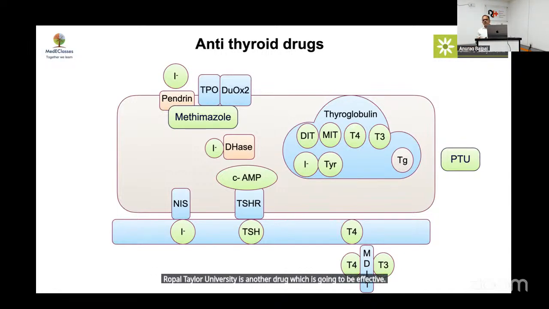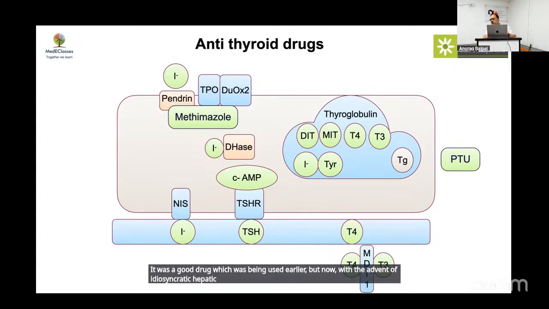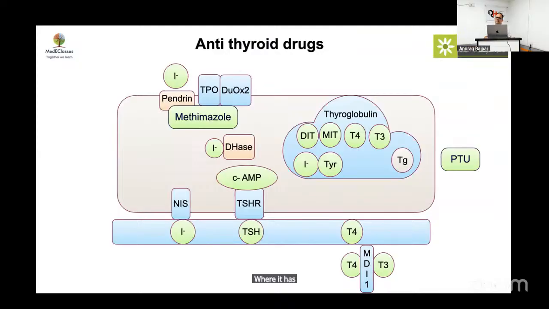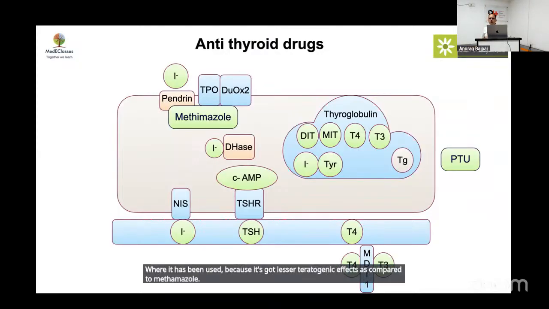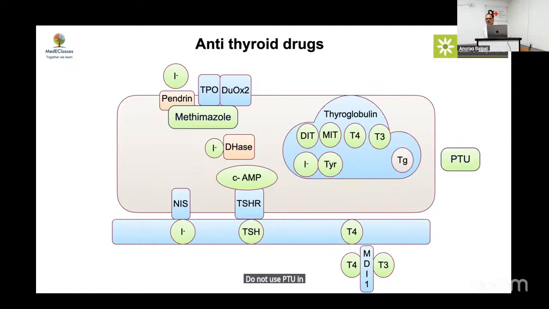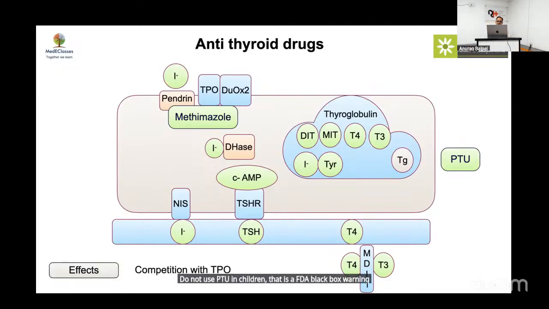It was a good drug which was being used earlier, but now with the advent of idiosyncratic hepatic dysfunction, which has been reported, and with the chance of hepatic failure, we do not use PTU. The only use of PTU is in the first trimester of pregnancy, where it has been used because it's got lesser teratogenic effects as compared to methimazole. Do not use PTU in children. That is an FDA black box warning also in that regard.